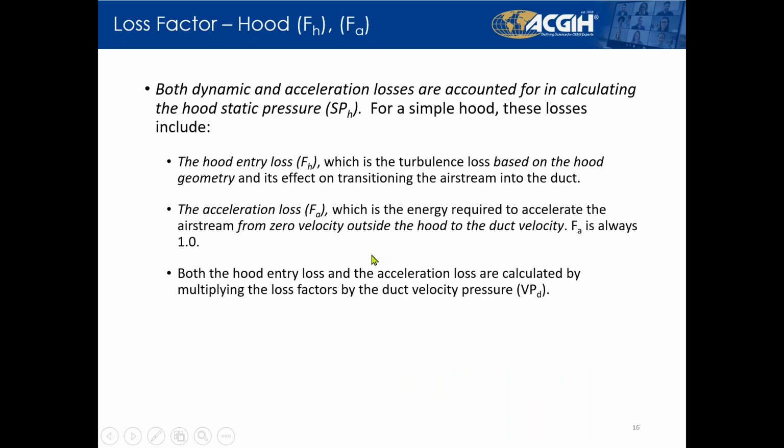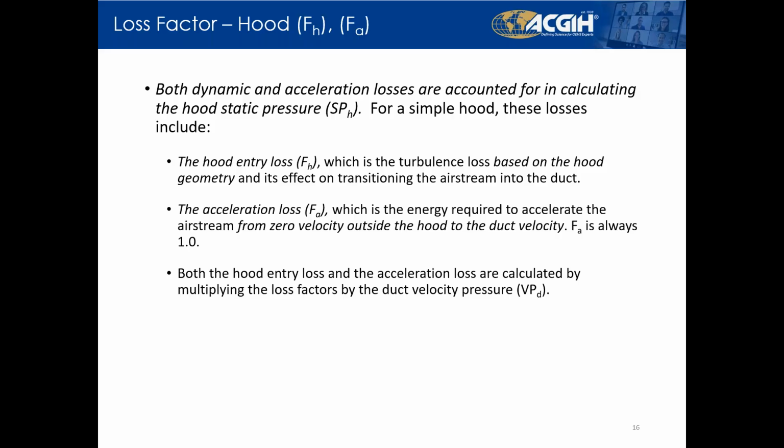Let's look at a hood example. Both dynamic and acceleration losses are accounted for in calculating the hood static pressure, which we call SPH. For a simple hood, these losses include first, the hood entry loss, which we call F sub H, and that's a turbulence loss based on the hood geometry and its effect on transitioning the airstream into the duct. Then we have a second loss, which is acceleration loss, F sub A, which is the energy required to accelerate the airstream from rest outside the hood all the way up through the hood into the duct velocity.